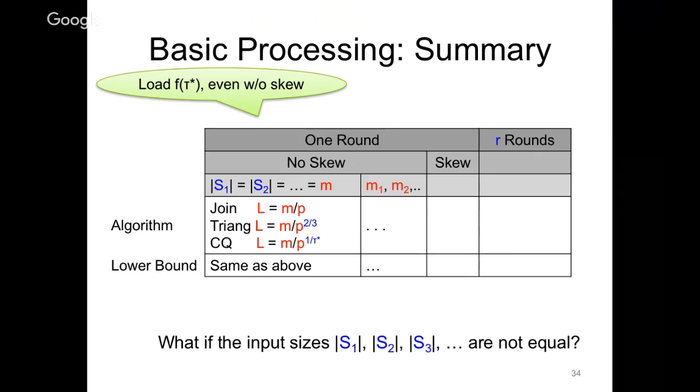So just to summarize, the optimal load here is given by the fractional edge packing, fractional vertex cover of the query hypergraph. And that is the takeaway from this part of the talk. So Semik has the right question. This only happens where the relations are equal. What happens if they are not equal? How do these formulas change? So let's talk about unequal inputs.